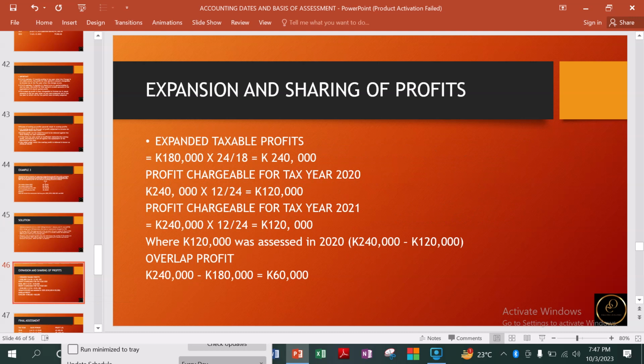So we look at the expansion. Just like before, if you look at cross multiplication, you are going to end up with this figure of 240,000. This 180 is for 18 months. What is for 24 months? You cross multiply, and you end up with 240,000. Okay, so that's what we have here.